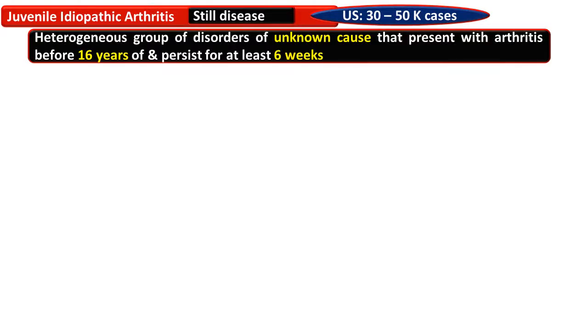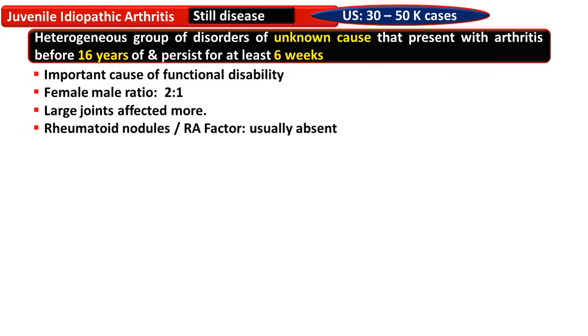Juvenile idiopathic arthritis is also termed Still's disease. About 30 to 50,000 cases in the US have been reported. It is a heterogeneous group of disorders of unknown etiology that presents with arthritis before the age of 16 years and persists for at least 6 weeks. So Still's disease or JIA is a large joint disorder of females, leading to functional disability. However, rheumatoid nodules and RF factor are absent.